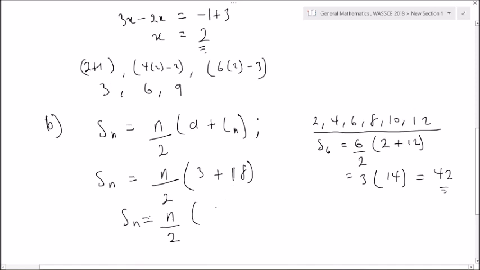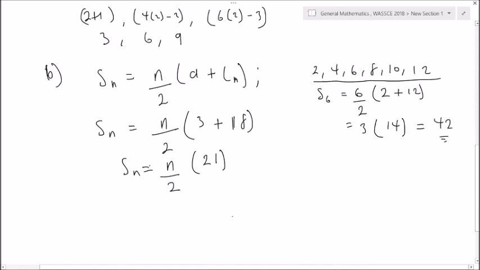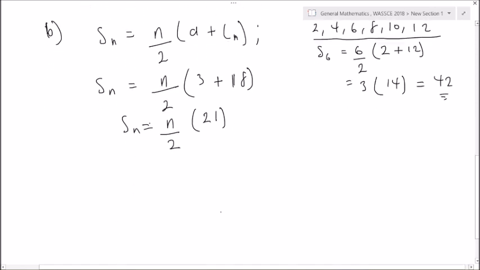This is n over 2 bracket 21. Good. So we are not done. The problem is n. How do we find the value of n? And that is very simple. You can find the value of n by using the last term.